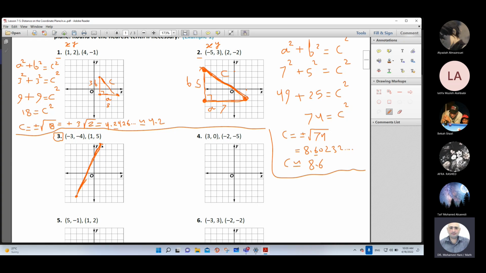So who can tell me what is the distance here? What is the total of this side?